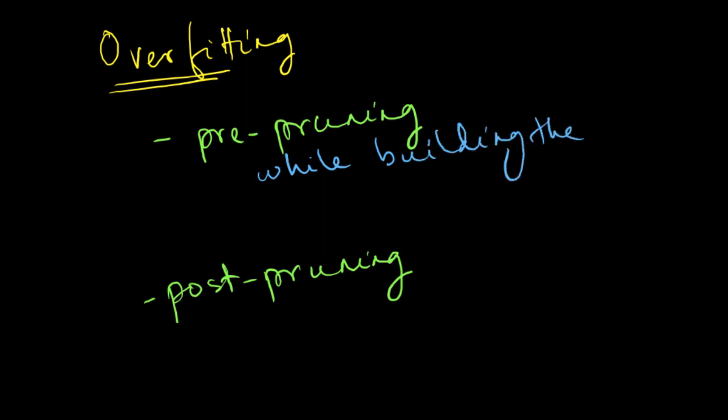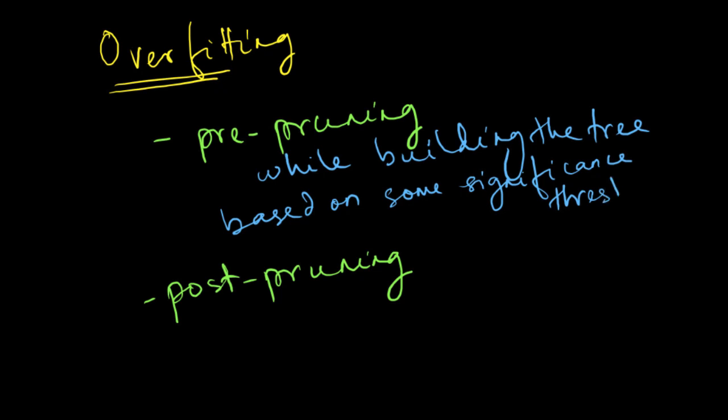While building the decision tree, you do this pre-pruning based on some significance threshold, which means you can say that if your entropy value of a node becomes very high after a point, then you will just ignore those nodes and you will stop your decision tree at some point. But the problem with pre-pruning is that it is very hard to objectively figure out what that threshold should be. So what is more commonly used in practice is what is called post-pruning, which is done based on a validation set.